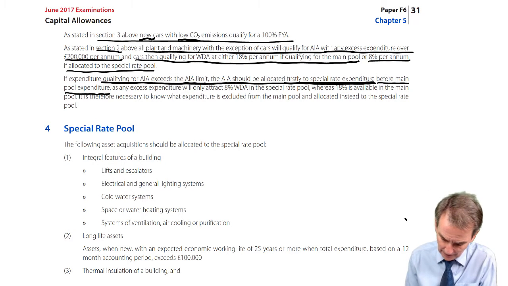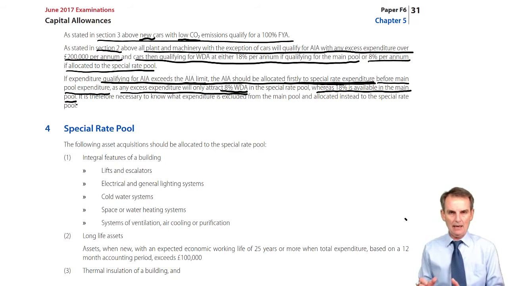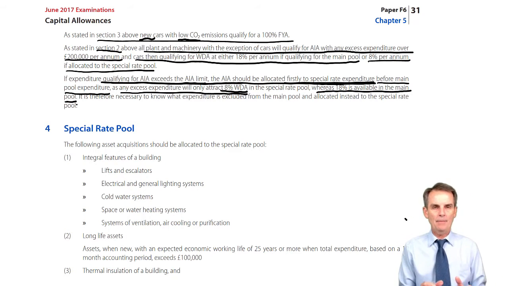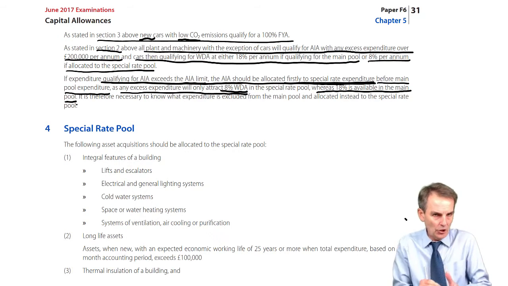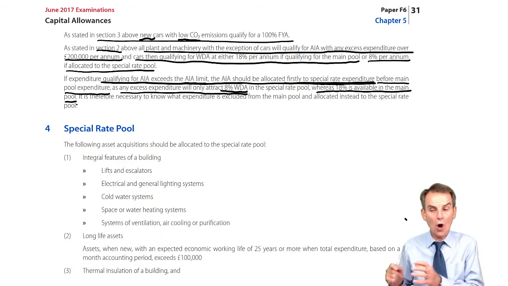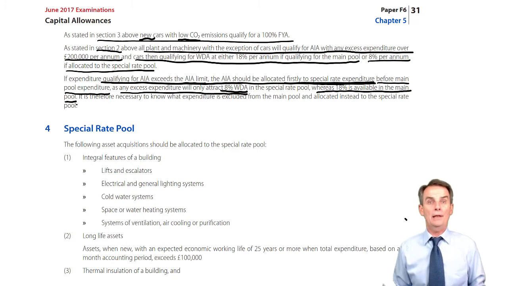What is the reason for this? Any excess expenditure in the special rate pool would only attract 8% writing down allowance, whereas 18% would be available in the main pool. Better, therefore, to focus the AIA on your special rate pool expenditure, because anything left over that doesn't qualify for AIA would only attract an 8% annual writing down allowance. Whereas on your main pool items, anything left over will at least get an 18% writing down allowance, again on a per annum basis.